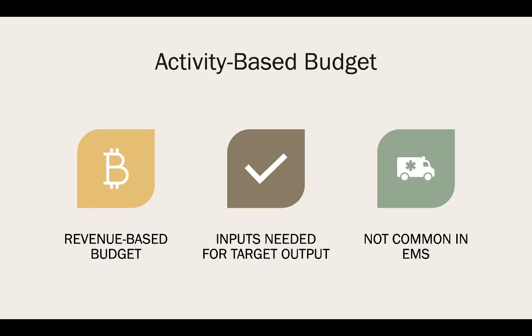One last budget type I'd like you to be aware of is activity-based budgeting. Really not common in EMS and healthcare. This is based on revenue and how many inputs we need to reach our targeted outcomes, outputs, to reach that targeted revenue. So how many inputs, how much cost do we need to reach that targeted revenue? In EMS, we're not really targeting revenue as a primary outcome, so you're really not going to see activity-based budgeting.